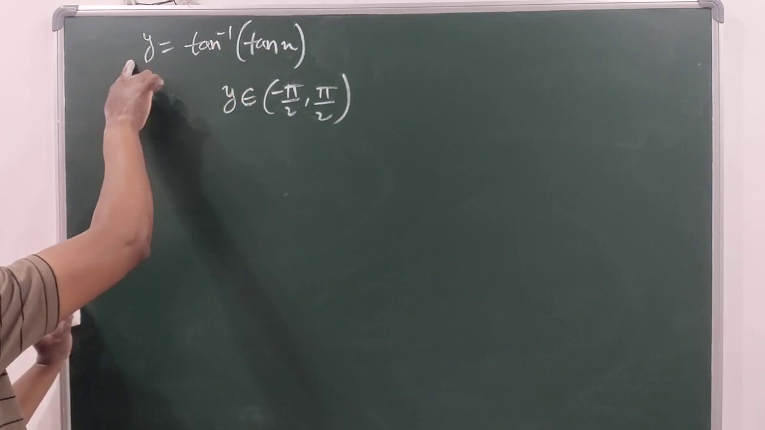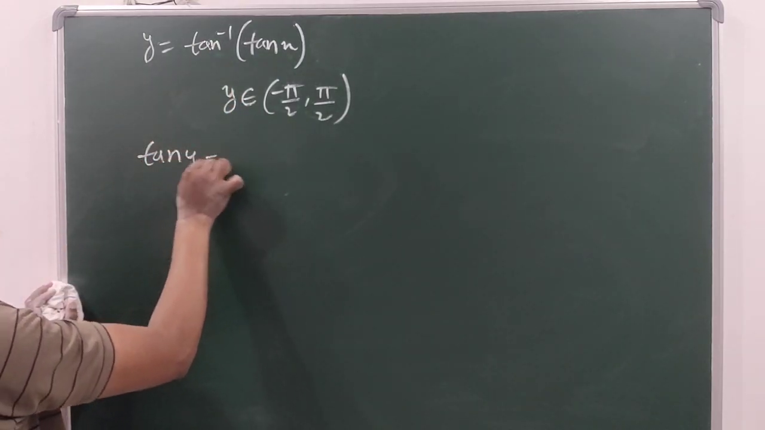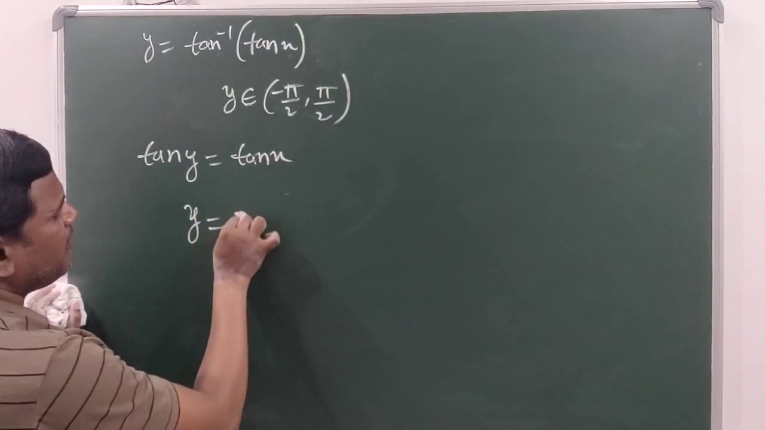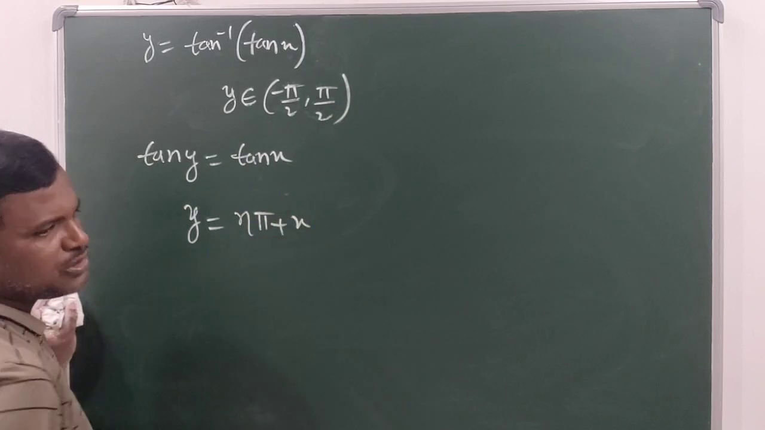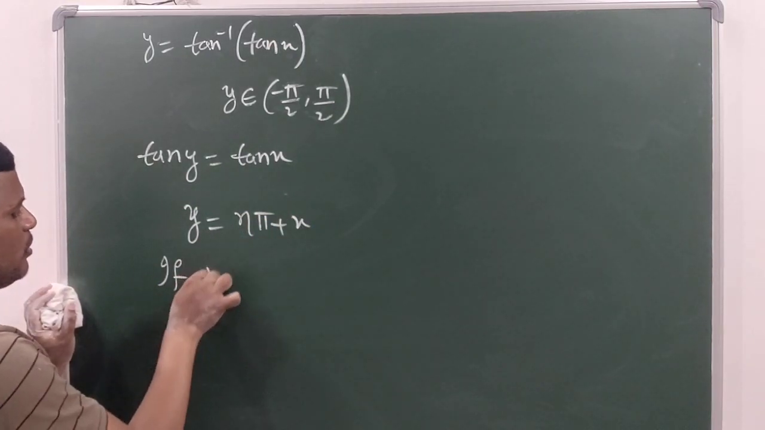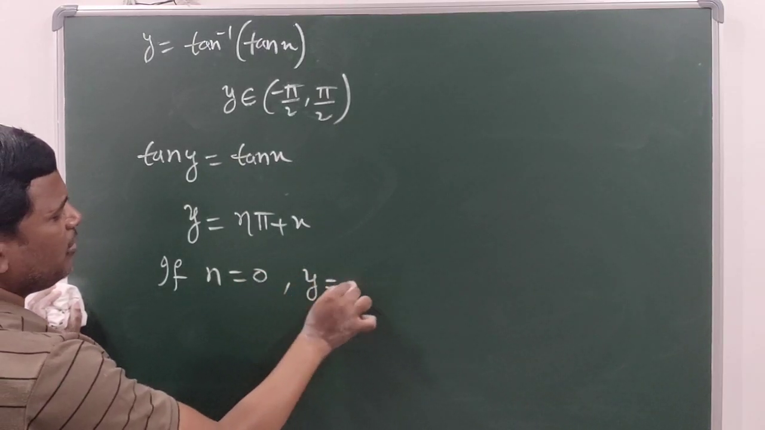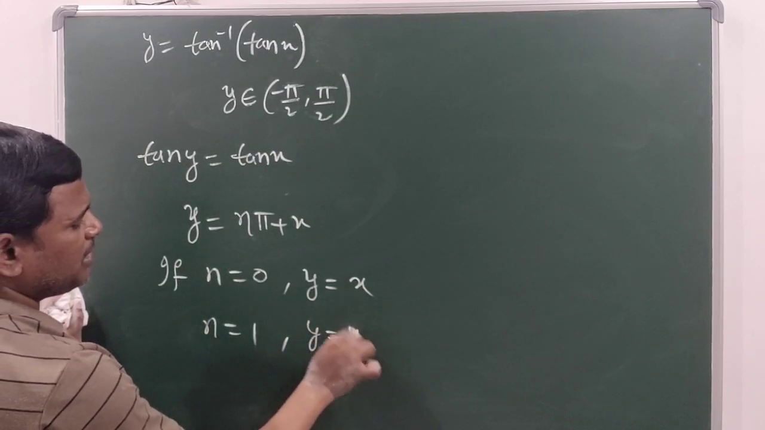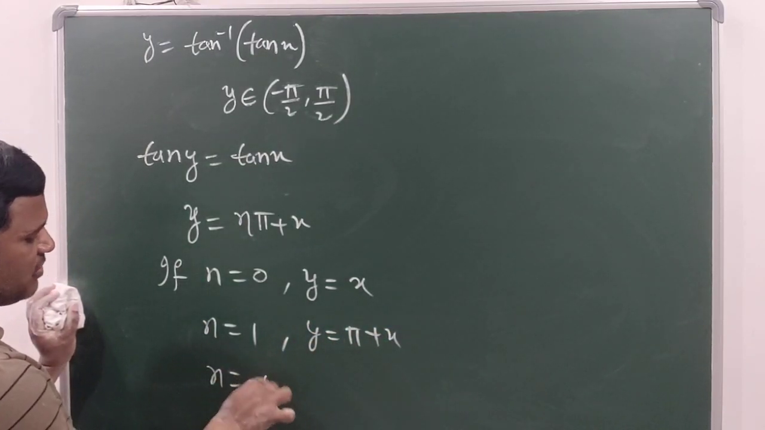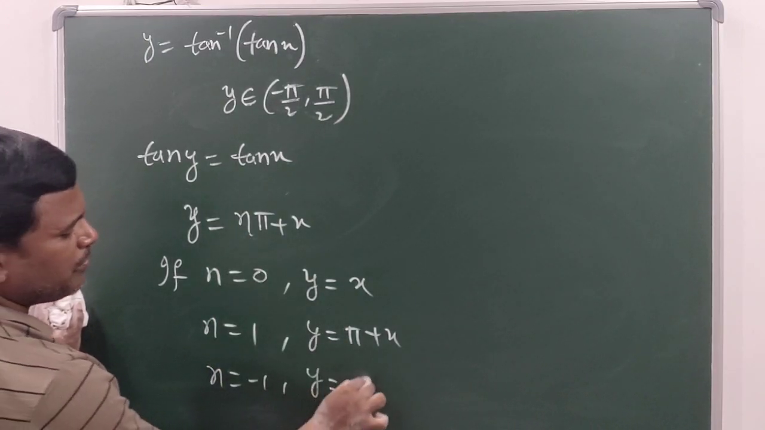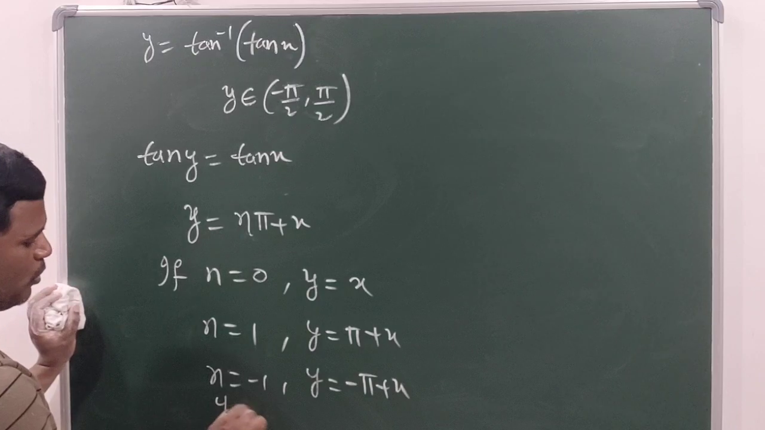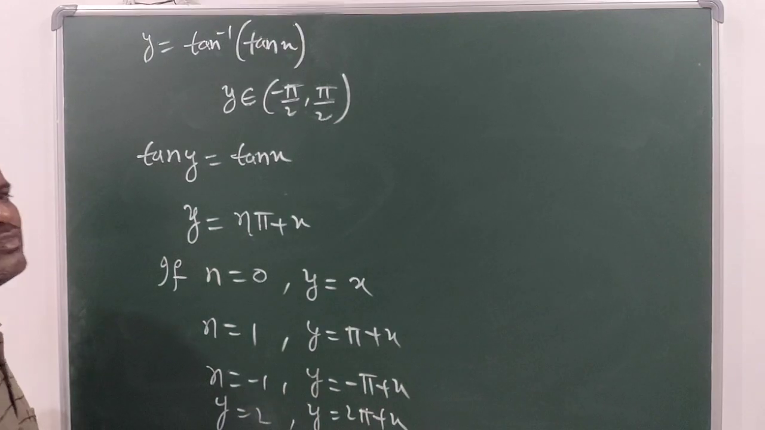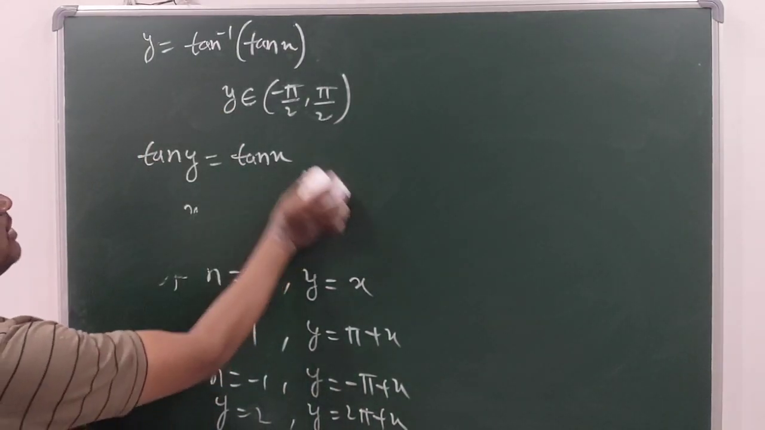Observe this point. When you take tan inverse on the left side, it will come as tan y, which is equal to tan x. Now, what is the general solution of this equation? Y equal to n pi plus x, where n belongs to the integers. If you put n equal to 0, with respect to the range, y will be x. If n is equal to 1, y will be pi plus x. If n is equal to minus 1, y will be minus pi plus x. If n equal to 2, y will be 2 pi plus x, and so on. Now observe the graph of this function.